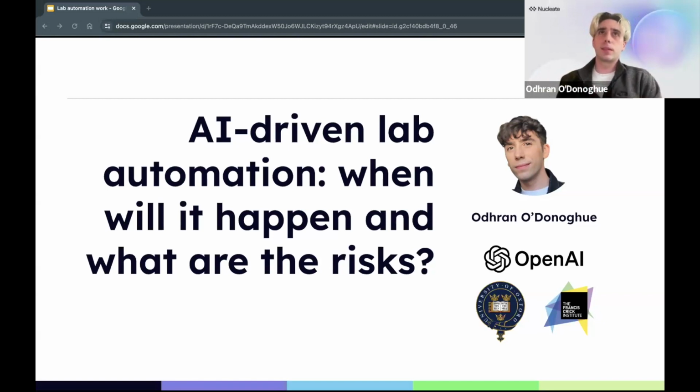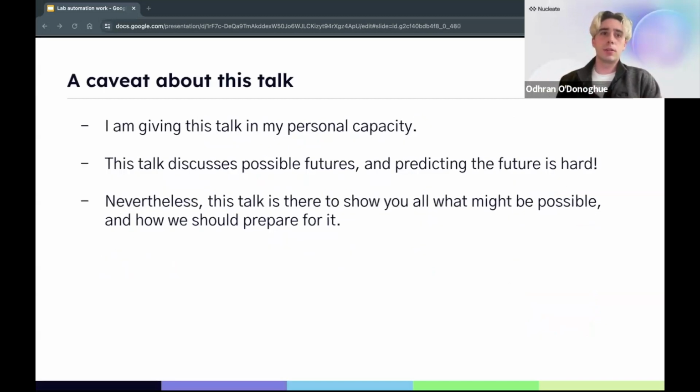So let's go on. Caveats about this talk. I'm giving this talk in my personal capacity. This talk discusses possible futures. Predicting the future is always hard. There may, of course, be predictions which do not come to pass. However, there's a lot of material which talks about the near future, and there's material that talks about mitigations that we should think about regardless of what the future may involve. So my hope is that we will all learn something from this talk. Let's get on with the actual content of this talk.